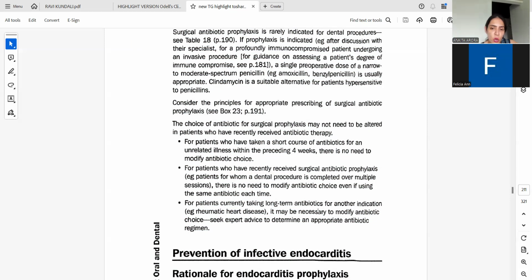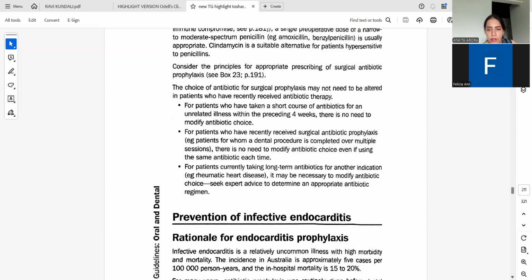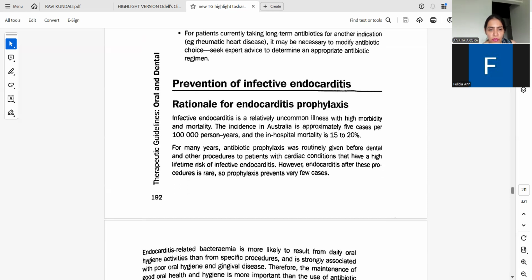And for patients taking long-term antibiotics for another indication, say rheumatic heart disease, they are already on benzyl penicillin for rheumatic heart disease, it may be necessary to modify the antibiotic of choice because now it is normalcy for them. That dose is just keeping rheumatic heart disease at bay. But if we are choosing to give surgical antibiotic prophylaxis, we need to top up, or change to another medicine which can take care of the increased threat of infection. So this completes our need for surgical antibiotic prophylaxis.